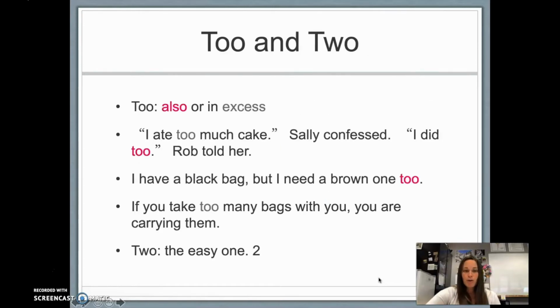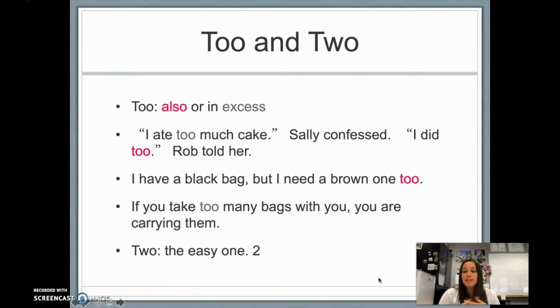Too with two O's means also or in excess. I ate too much cake. Sally confessed, I did too, Rob told her. Both of those work with also or in excess. So the first one, I ate too much cake. That's the amount of cake. It was too much cake, in excess.